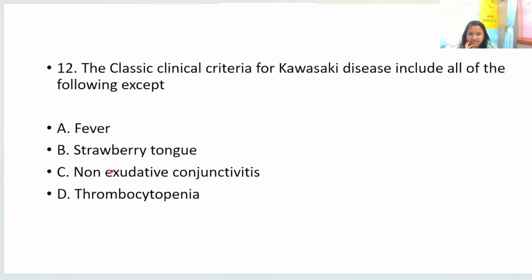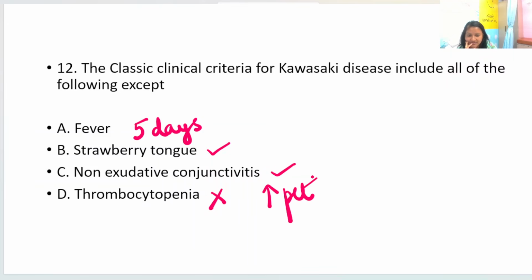The classic clinical criteria for Kawasaki disease include all of the following except fever, strawberry tongue, non-exudative conjunctivitis, and thrombocytopenia. Right? Now fever should be there for 5 days as per the criteria. Strawberry tongue, yes. Non-exudative conjunctivitis, yes. Thrombocytopenia, no. You see increased platelet count, you see thrombocytosis, and that you see in the subacute phase, usually in the second week. So thrombocytopenia is not the criteria for Kawasaki disease.